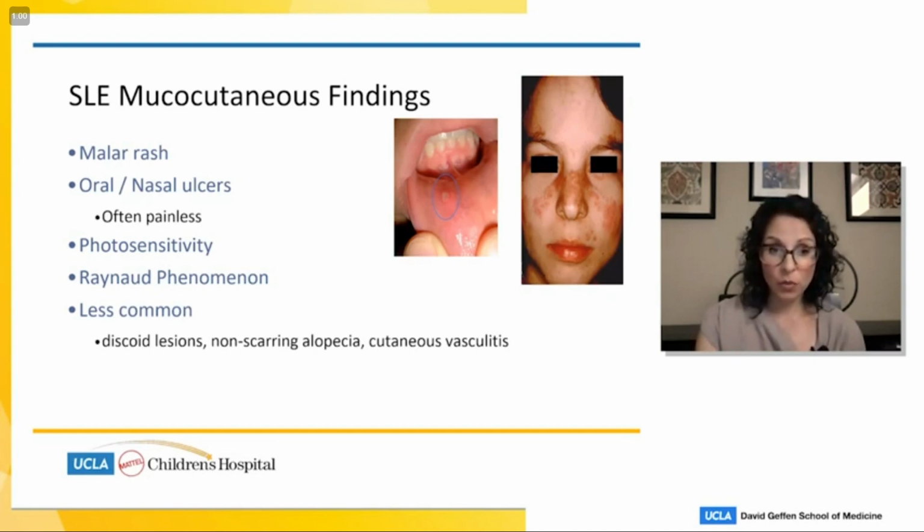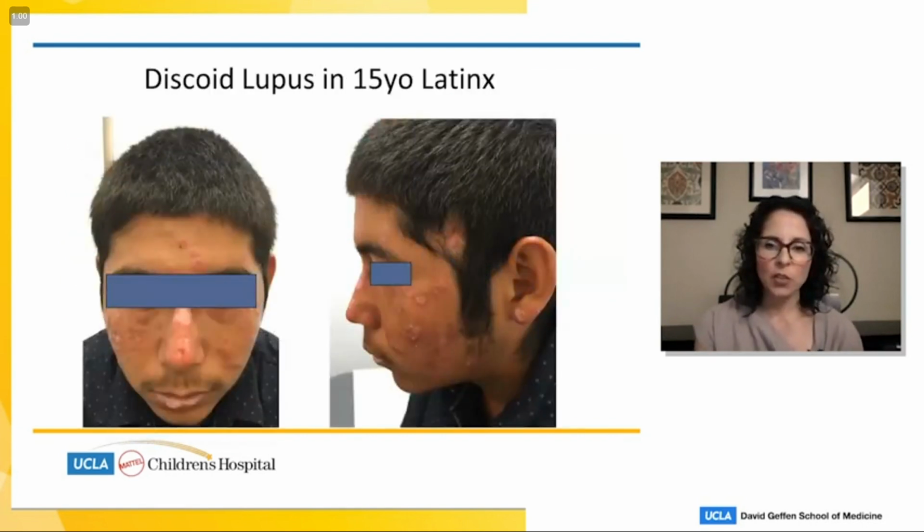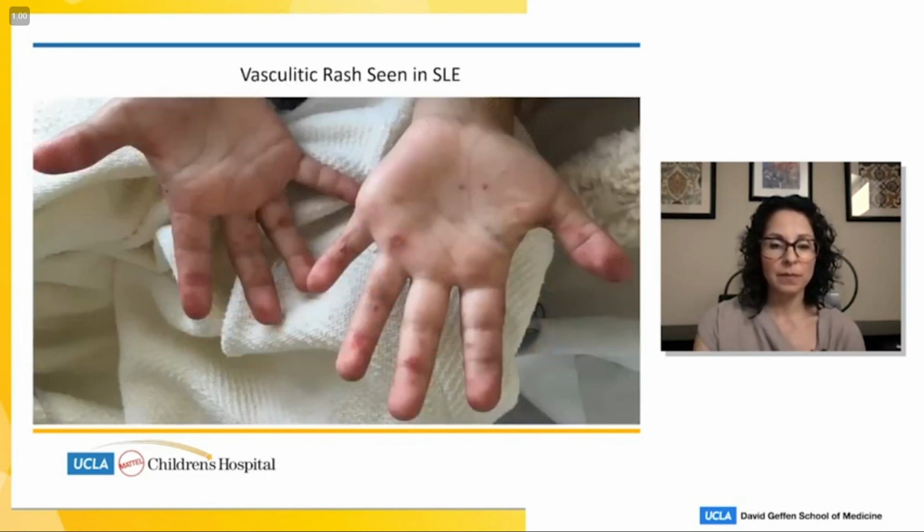Raynaud's phenomenon, discoid lesions can occur more commonly in the adult population. But I'm going to show you here a teenage male with scarring alopecia, as well as a scarring discoid lupus. Rash seen in a young lupus patient, typical of a vasculitic rash that we can see in our systemic lupus patients.